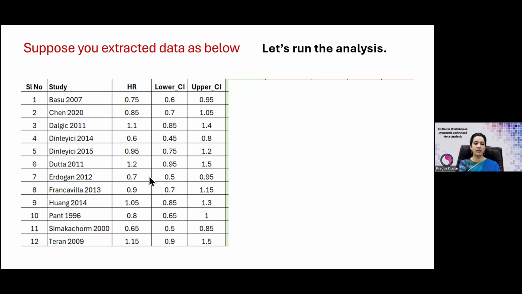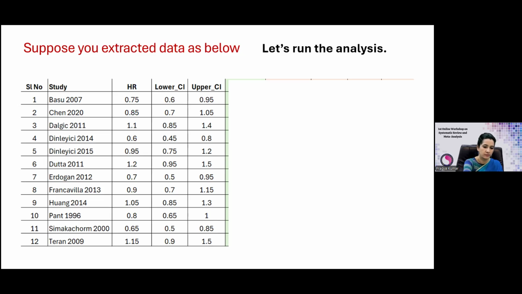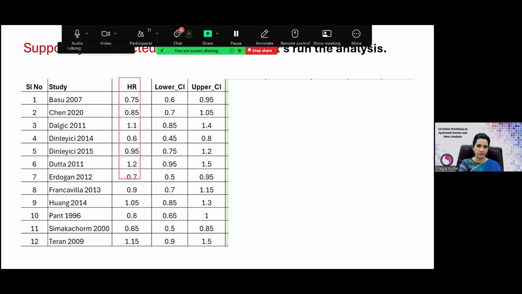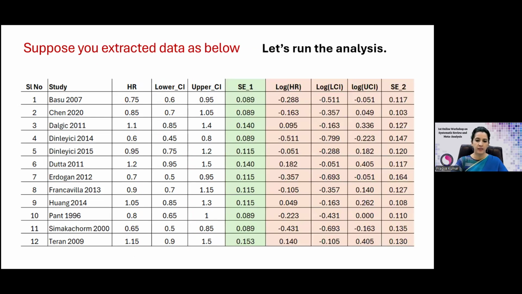The first column, if you see, is the column of hazard ratio. This is the lower confidence interval. In the case of effect size, you need these two measures: the effect size, and the upper and lower CI, and using that only you can do this. Then I have calculated the standard error. We will tell you the formula.